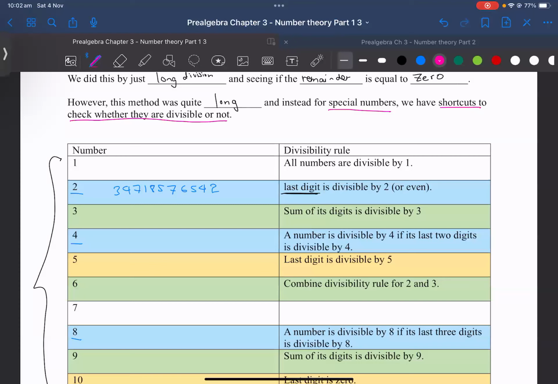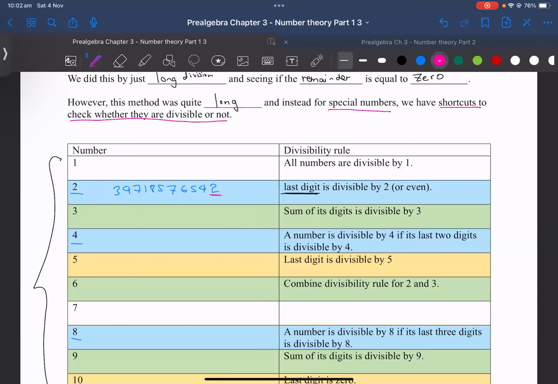Can anyone tell me, is this divisible by 2? So this is this huge number, but to see if it's even, all we care about is the last digit, right? The last digit is even or not. It is divisible by 2 because the last number is even.